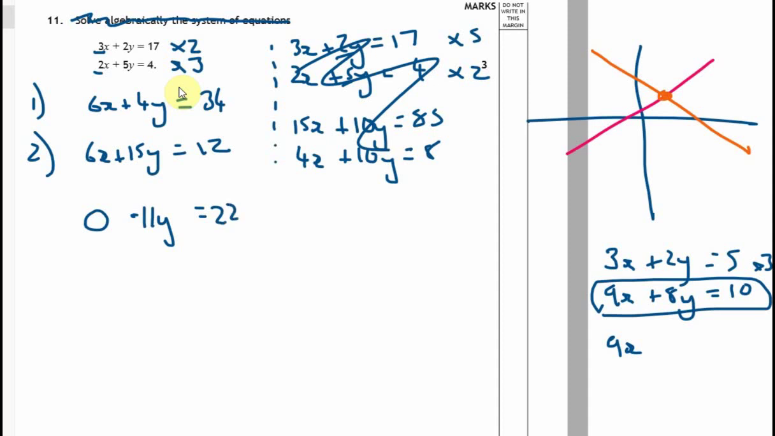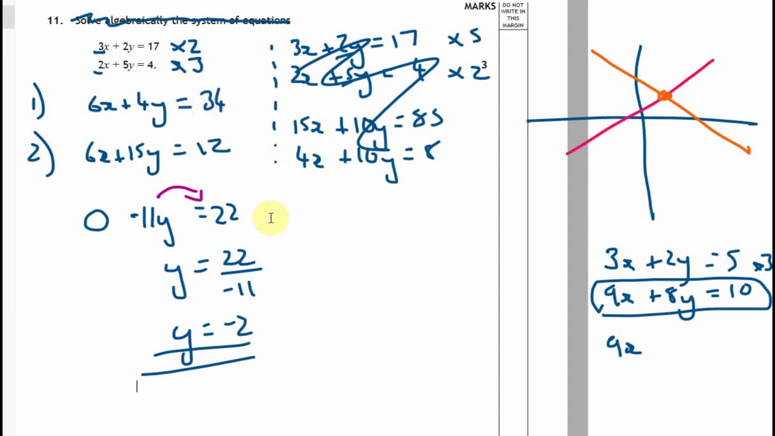Now I want to move the 11 over to get y on its own. So how do I move a minus 11 times y over? Well, it's doing minus 11 times, so you do minus 11 divide. So I'm going to end up with y is equal to 22 divided by minus 11. So y is equal to minus 2.